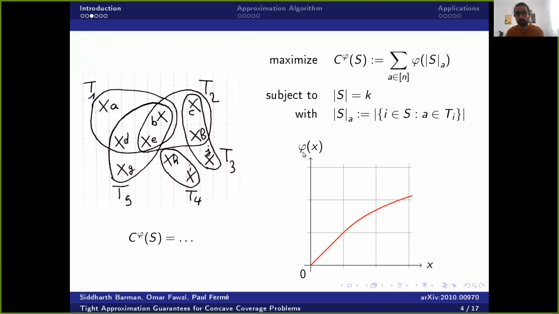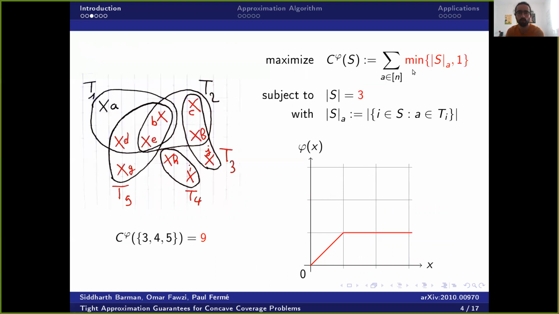For instance, a function phi is the following: it's 0 in 0, 1 in 1, and then it's concave non-decreasing. So one example one can look at is simply to take phi of x to be the minimum of x and 1, meaning that if you're covered more than once, you count for 1. And as I said, this is exactly the maximum coverage problem we recover here. And we get the same best solution here.